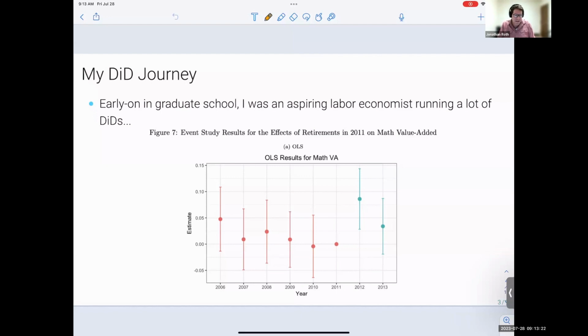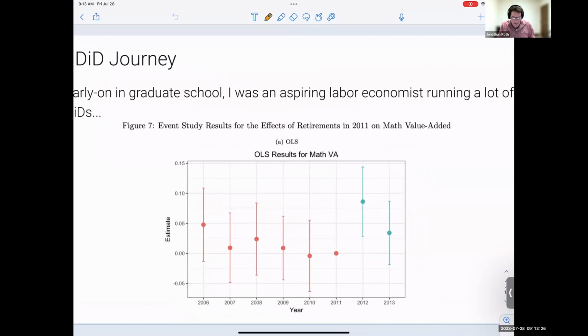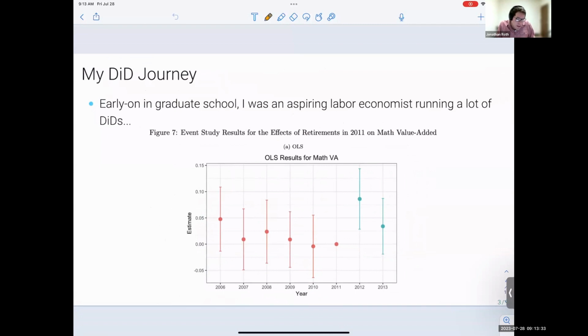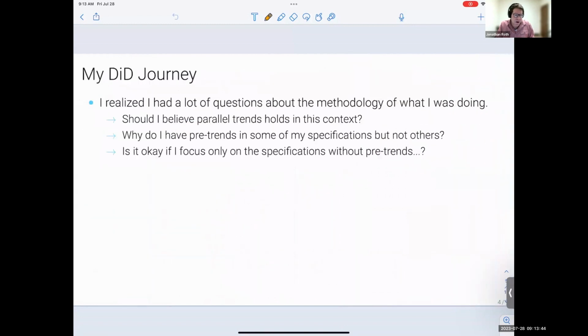I was running a lot of difference-in-differences designs. Here is an example of one of the event study plots from that paper. But I was finding that some of my event study plots, like this one here, looked reasonably good, at least by conventional metrics. And some of them didn't look so good. I was wondering, should I just focus on the ones that look good? Is that the way science is supposed to work? Or should I have some doubts about the parallel trends assumption in this context? If I focus on the ones where it looks good and throw out the ones that don't, is that okay? That seemed to be what people were doing and what my advisors were encouraging me to do. But I was a little uneasy about that practice.